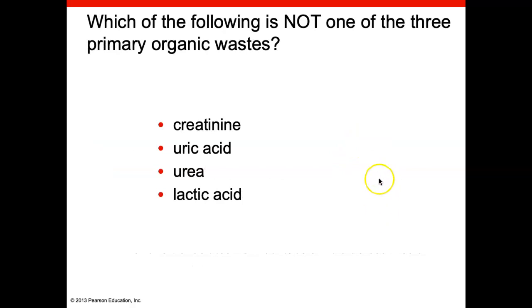Which of the following is not one of the three primary organic wastes? That would be lactic acid.